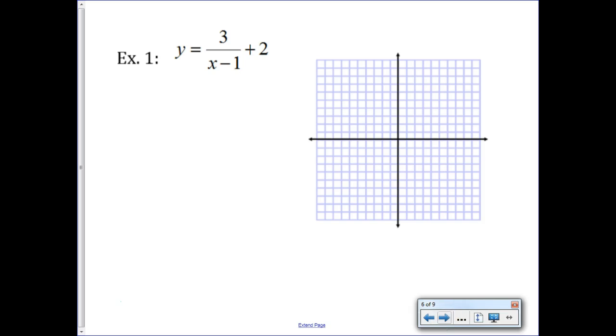So if we take a look at this first graph, we see that our vertical asymptote would be at x equals 1, and our horizontal asymptote would be at y equals 2. So the first thing I typically do is just draw that in, because then you can see kind of a new axis that's formed.